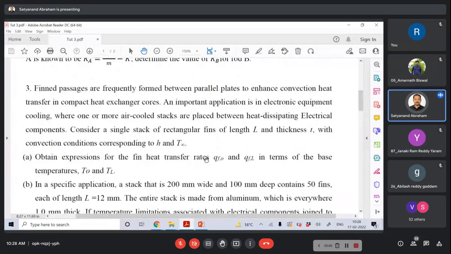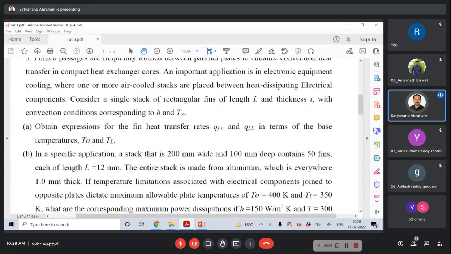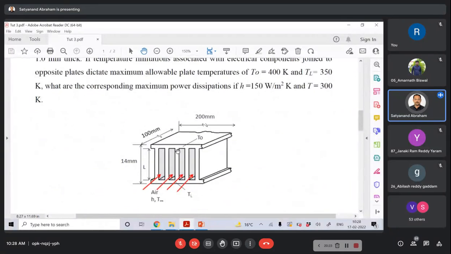An important application is electronic equipment, where one or more air-cooled stacks are placed between heat dissipating electronic components. Consider a single stack of rectangular fins of length L and thickness T with the convection conditions corresponding to h and T infinity. We are considering only one channel, for example.